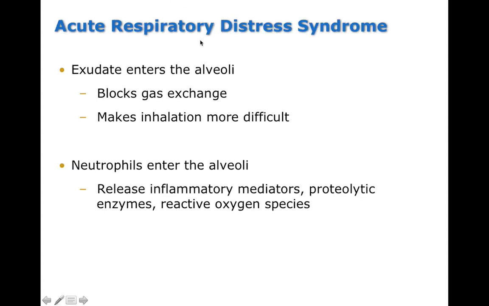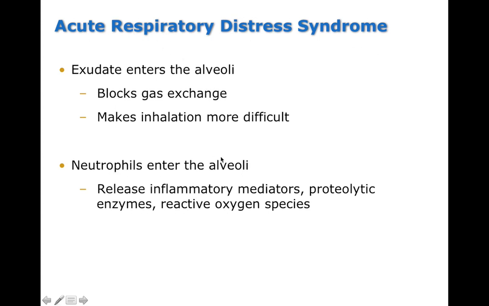Now, acute respiratory distress syndrome, or ARDS, sounds like infant respiratory distress syndrome, but there are different pathogeneses here. Acute respiratory distress syndrome is a really severe disorder where, due to damage of the alveolar wall, exudate enters the alveoli and blocks proper gas exchange. This makes inhalation very difficult. You can see this with burn injury, where smoke inhalation could damage the alveoli, causing ARDS.